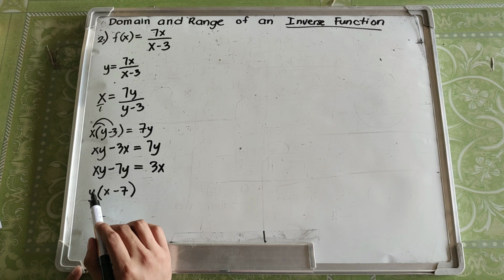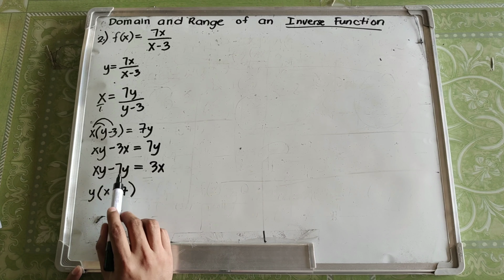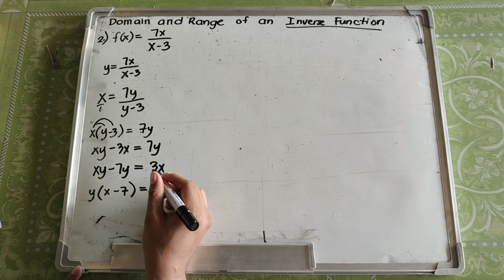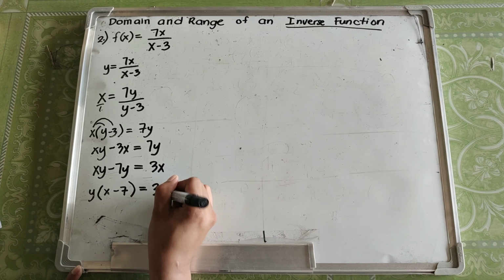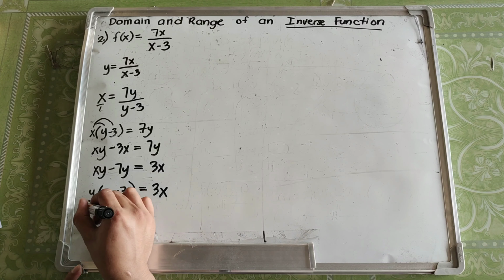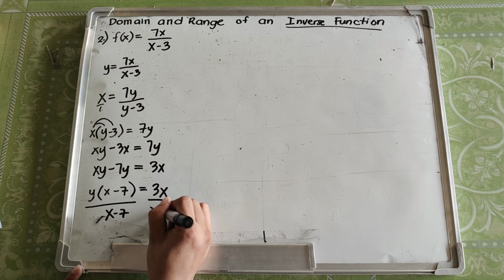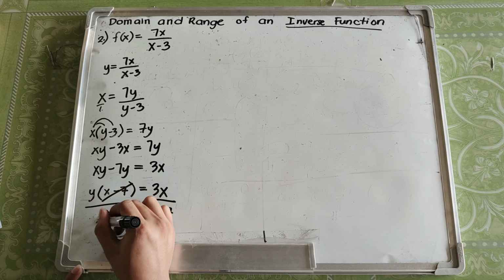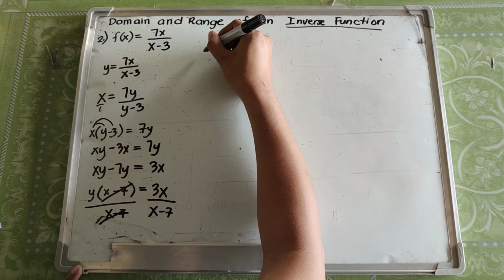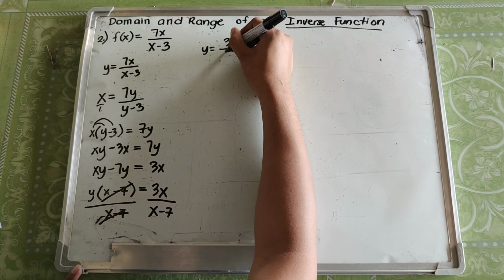If we're going to check it, y times x is equal to xy. Y times negative 7 is equal to negative 7y. Sa kabila, wala tayong ginalaw. 3x. Let it be. So copy. Then solve for y. Divide both sides by x minus 7. Cancel it out. Therefore, our y is equal to 3x all over x minus 7.